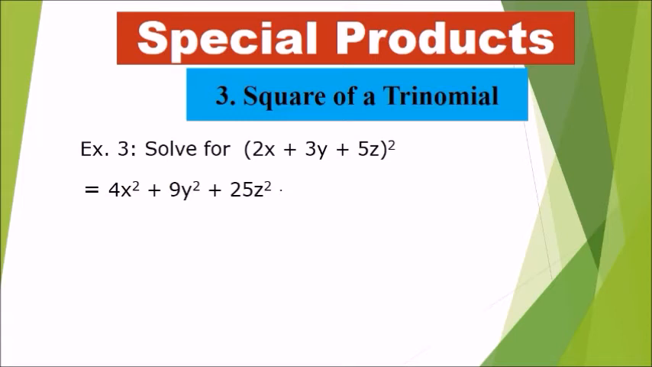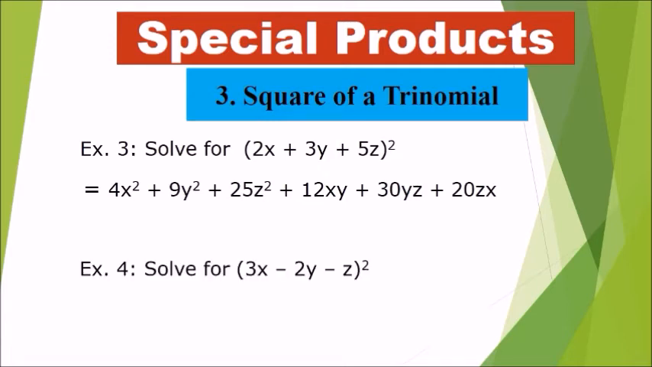Next is 2 times 2x times 3y, that is 12xy. Next is 2 times 3y times 5z, that will become 30yz. Next is 2 times 2x times 5z, that will become 20zx. Okay, so ayan ang sagot natin. So let us have the fourth example.